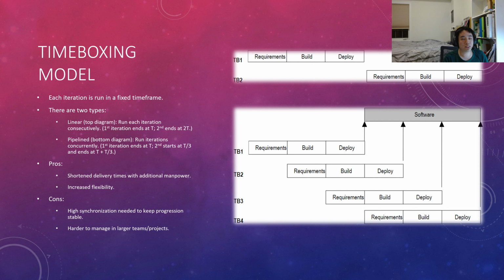If you want to do concurrent time boxing, make sure that your project is not too big and your teams are not large, because the time boxing model is not really made for that. But the great thing about this model is that it is flexible, and at the cost of more manpower, you can shorten your delivery time and release your software to your customers as soon as you can.